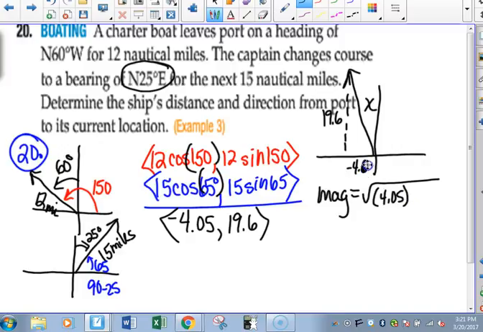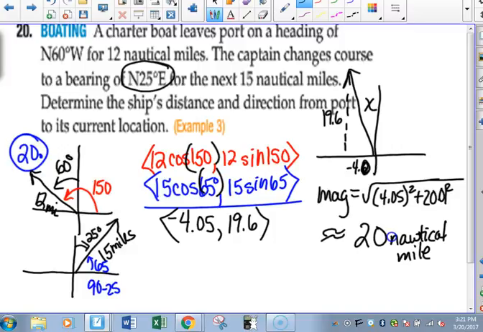Oh, it was 06, 4.0. We'll go with that, thank you. I don't know, I got so many decimals everywhere. Does it come out to about 20, guys? I got about 20 nautical miles, which is how far they have to drive the boat to get back. Okay.